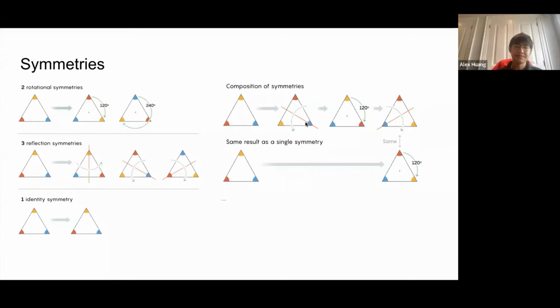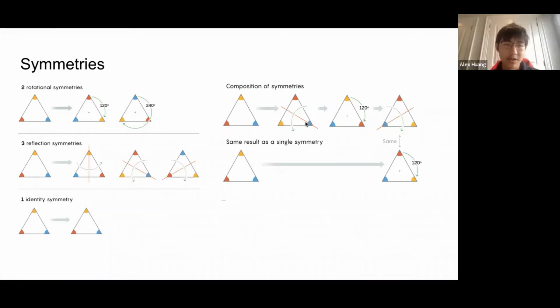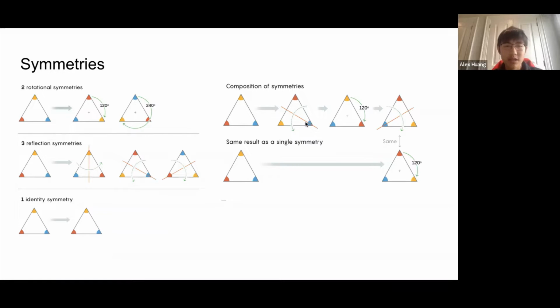Equilateral triangle. Then we have basically three types of symmetry here. The first type is rotational symmetry, which means you can rotate the triangle by 120 degrees or 240 degrees clockwise, right? Because if you think about it, when you rotate it 120 degrees, the shape remains the same, or they look exactly the same.